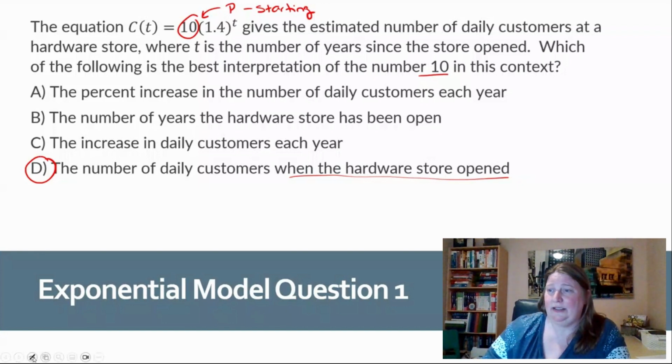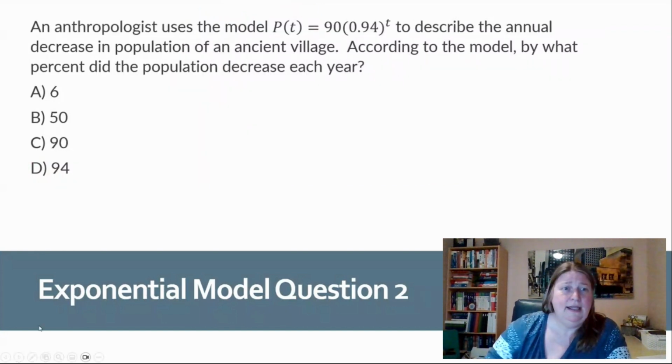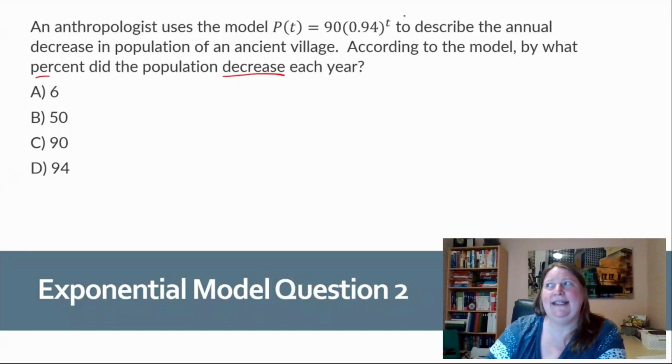All right, let's try another question. Okay, here we have an anthropologist, so please pause the video, try this question on your own. All right, fair warning, I'm about to give it away. So if you don't have your answer yet, pause that video. Let's see here, the anthropologist uses this model. By what percent did the population decrease each year? I can see it's a decrease because this is less than 1.